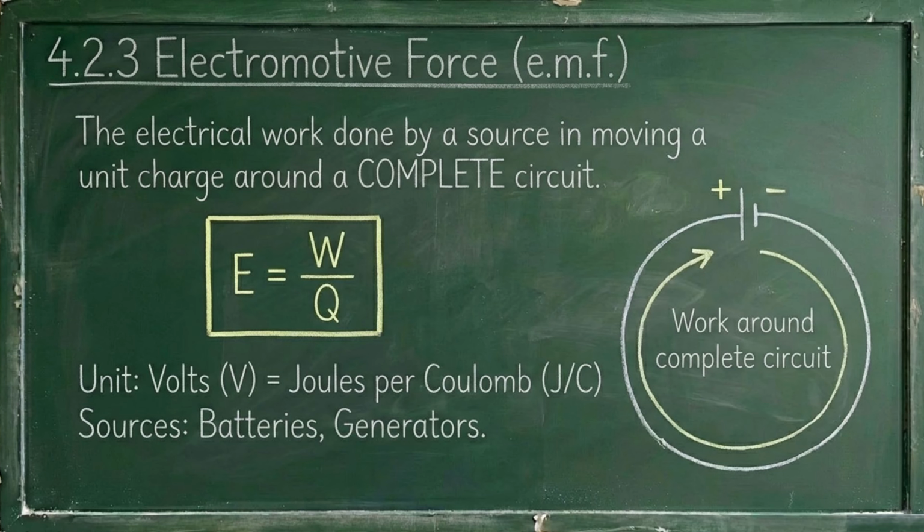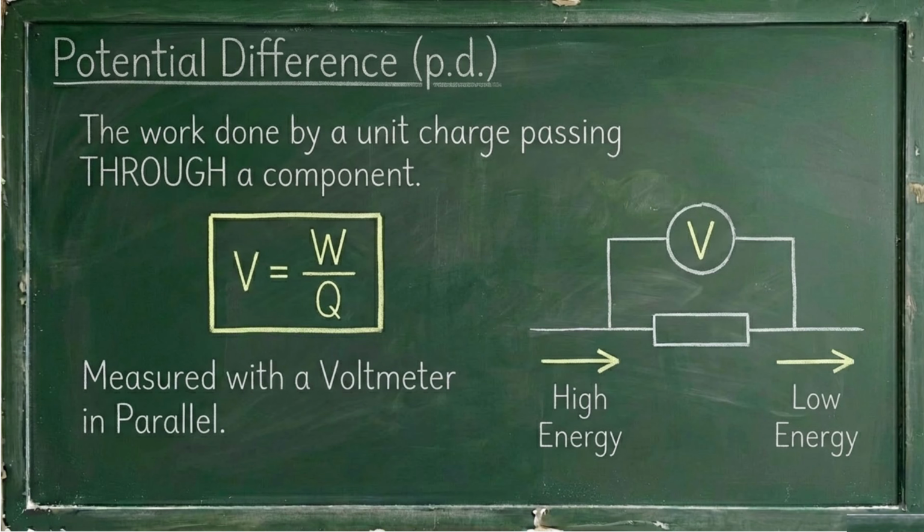Then what is potential difference, or PD, on slide 10? Potential difference is the energy spent. The definition is the work done by a unit charge passing through a component. So when the electrons hit a light bulb or a resistor, they have to pay up. They transfer that electrical energy into light or heat. They lose pressure. The potential difference measures that drop. It's the difference in energy from the entrance of the bulb to the exit of the bulb.